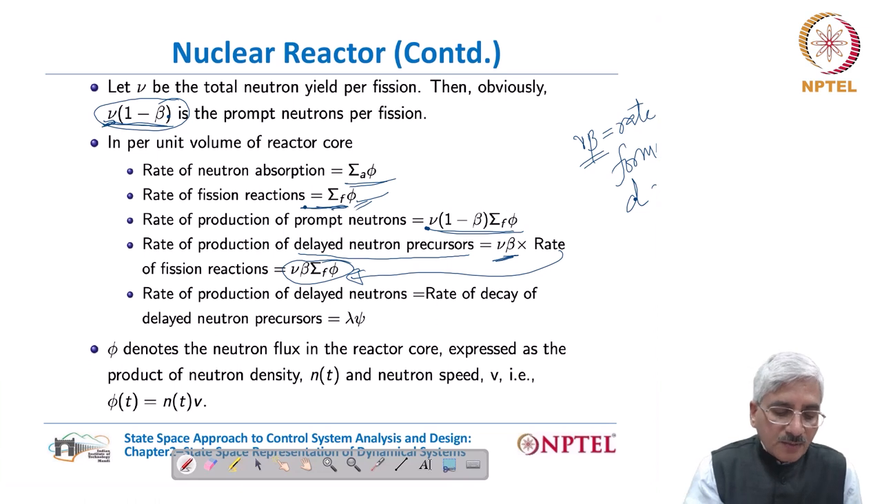So the rate of production of delayed neutrons is the rate of radioactive decay of delayed neutron precursors, and so it is the decay constant times the concentration of the precursors. Lambda times psi is the rate of production of delayed neutrons.